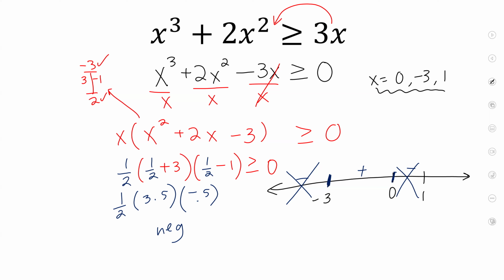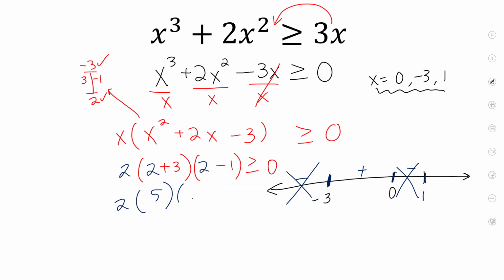Now let's test this side. We're going to test numbers bigger than 1. So I'll just plug in a 2. So we'll plug in 2 into our x's. Let's plug in a 2 for our x values. So we get 2 times 5 times 1. Will this be positive? Is it going to be greater than or equal to 0?